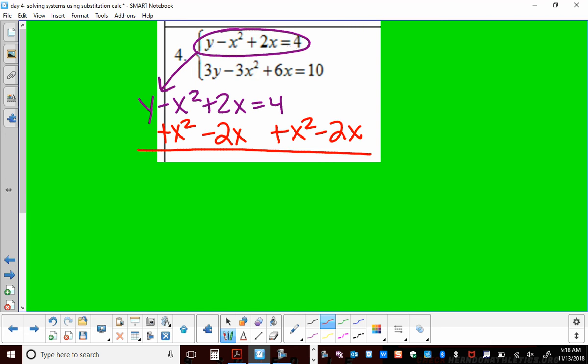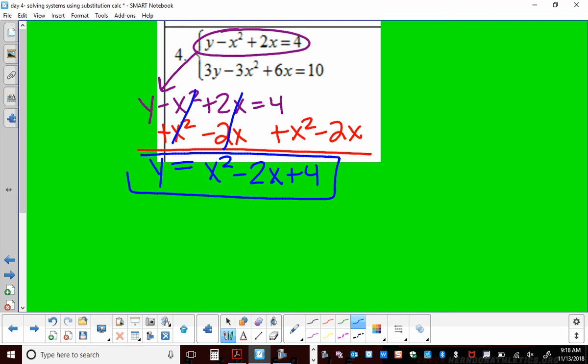So I'm left with, on this side, that goes away, that goes away. I have y equals positive x squared minus 2x plus 4. I like to keep it in standard form. Because we're putting it into the calculator, it really doesn't matter if you put the 4 first, or 4 plus x squared minus 2x. It just looks a little weird. Your calculator would still recognize it.